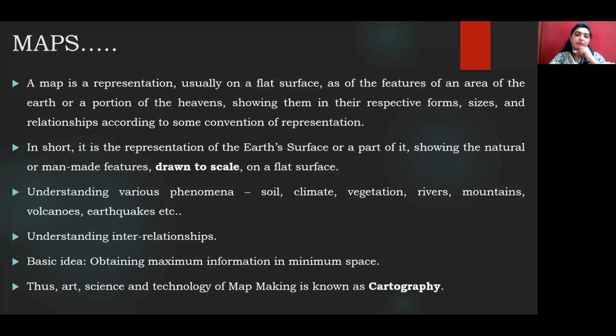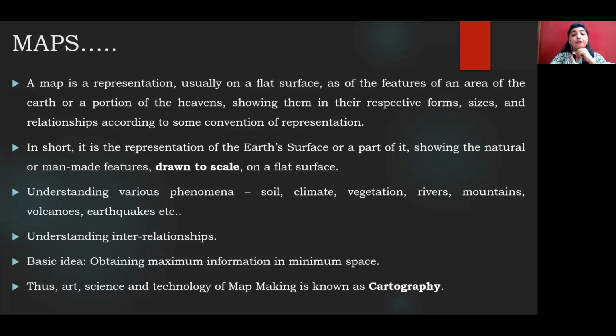So if I want to know something about the US, I will just take a map of the US and I will understand the basic natural features and the basic man-made features there. I don't literally need to go to the US and do a field study. The basic idea of having maps is obtaining maximum information in the minimum space. Definitely, we are restricted when it comes to drawing maps on paper. So that's minimum space, but we want to put in maximum information, because someone referring to our map will get the information that he or she wants.